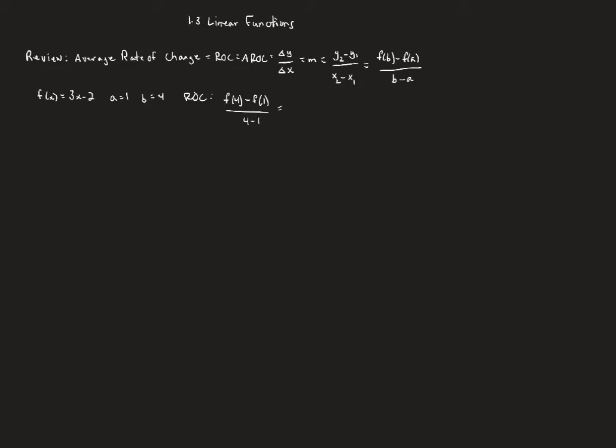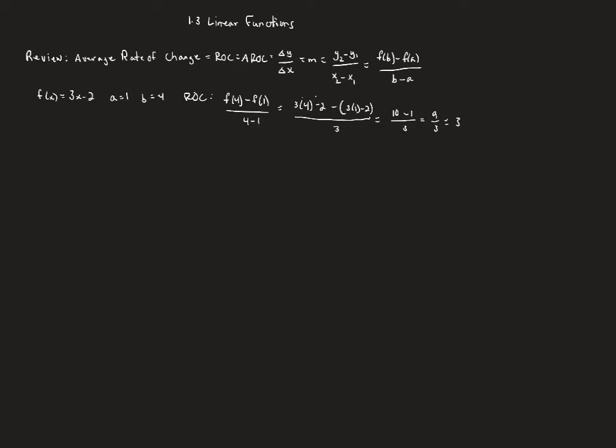Now f of 4 we know is going to be, I'm going to write it out here, 3 times 4 minus 2. That's plugging the 4 in for x. I'm going to subtract from that, and I'm going to plug in the 1: 3 times 1 minus 2, and that's all over the 4 minus 1, which is 3. So f of 4 is 12 minus 2, which is 10, and f of 1 is 3 minus 2, which is 1, and this works out very nicely to be an average rate of change of 3.